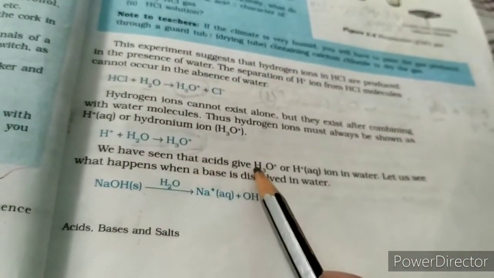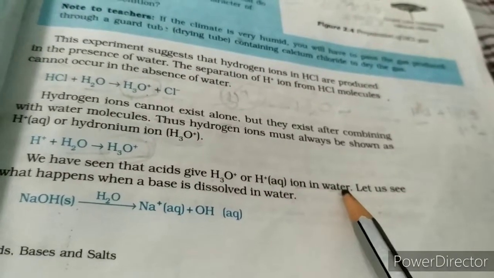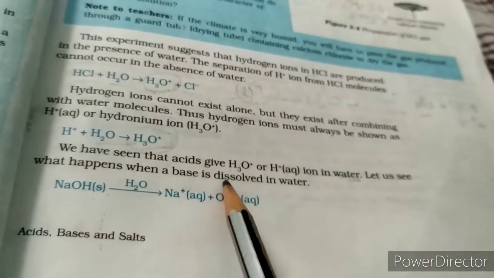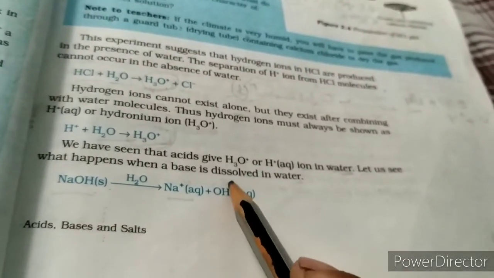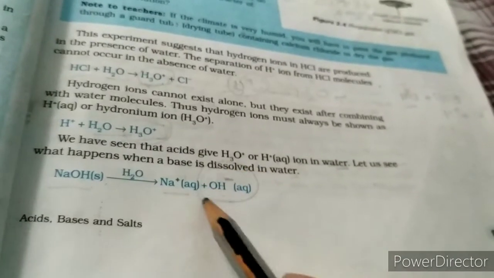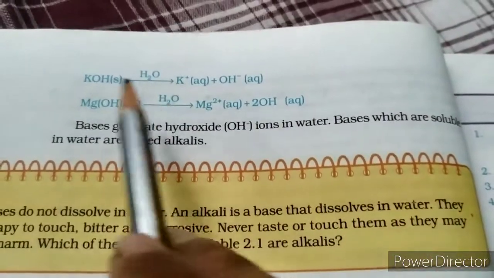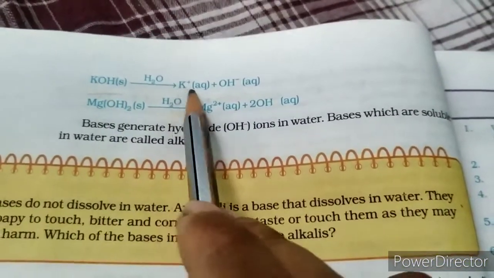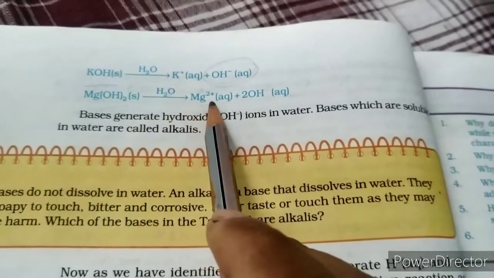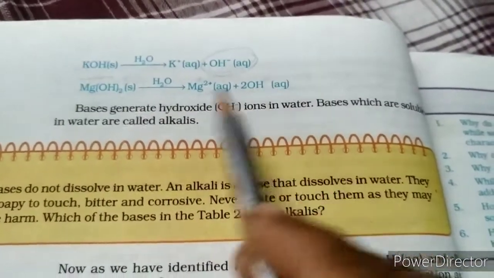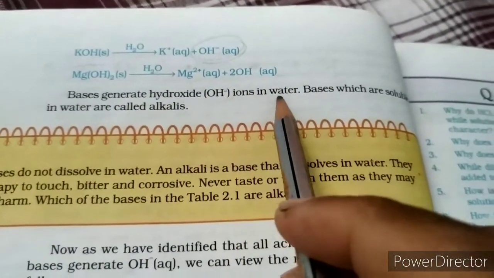We have seen that the acid gives H3O plus ions or H plus aqueous ions in water. So let us see what happens when a base is dissolved in water. When a base is dissolved in water, it forms OH minus ions, also in aqueous form. There are some different reactions: potassium hydroxide in water gives K plus and OH minus aqueous ions, magnesium hydroxide gives magnesium ion plus 2 OH minus ions. So bases generate hydroxide OH minus ions in water.